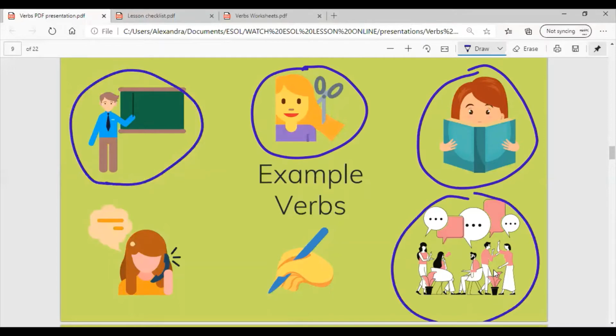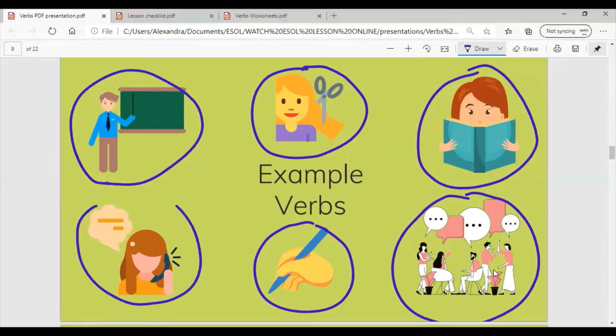The people are speaking to each other. So speaking is our verb. The person is writing. So writing is our verb. And then we have the girl is listening, or the girl is thinking. So listening and thinking.